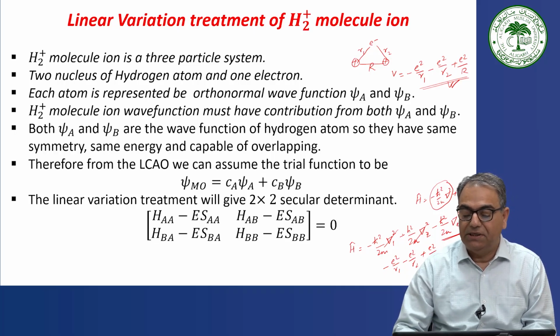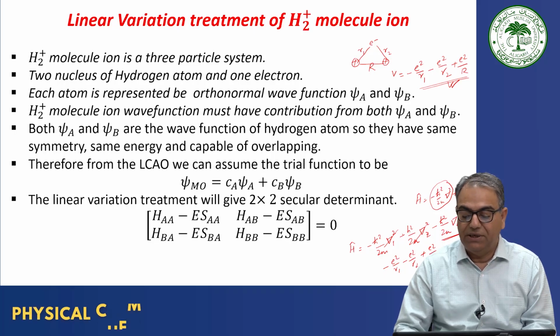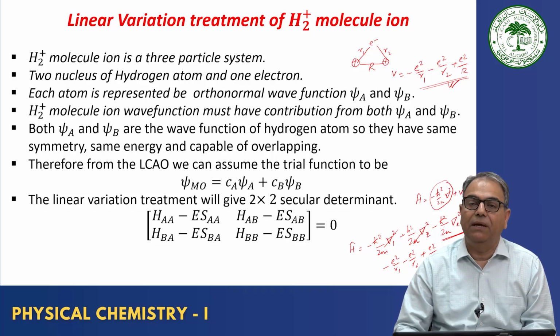Each atom is represented by orthonormal wave functions psi A and psi B. The H2 plus molecule ion wave function must have a contribution from both psi A and psi B. Both psi A and psi B are the wave function for hydrogen atom, so they have the same symmetry, same energy, and are capable of overlapping.